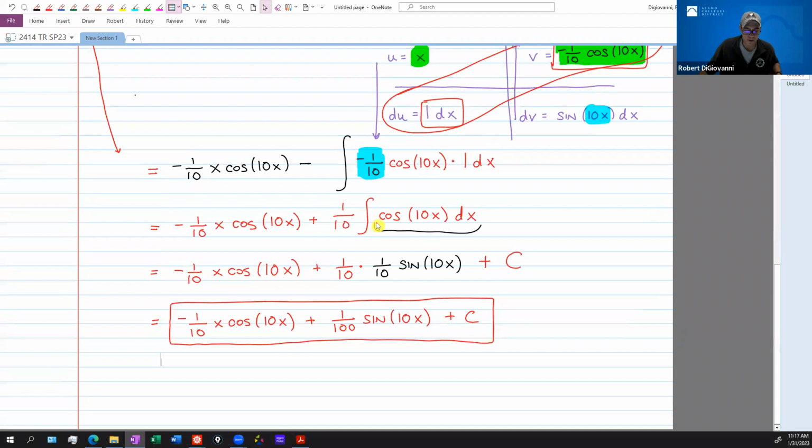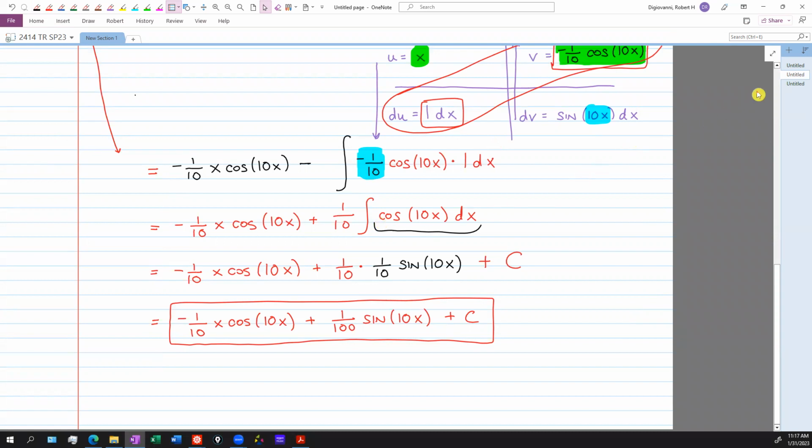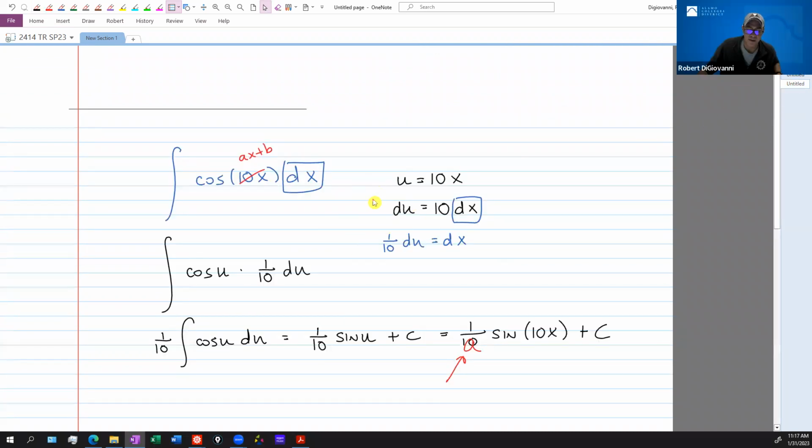Any other questions? Basically, you're just doing U sub on that integral part. On this one, yes. But does that only work if it's linear? That's right. It only works if it's linear inside.